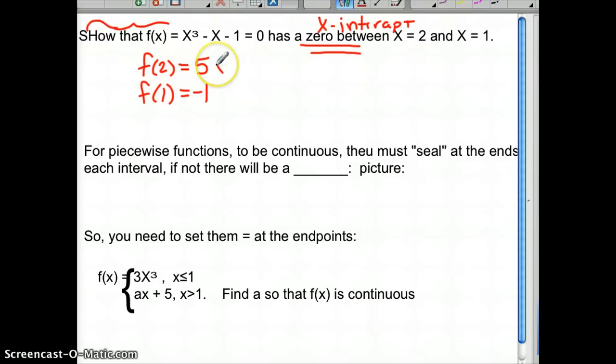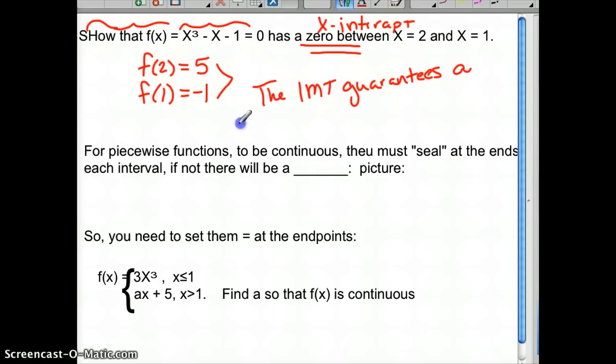So what that means is somewhere in here, because the function's continuous, it's a polynomial function, it must have passed y equals 0. Well, y equals 0 is an x-intercept. So again, you would write on this, the intermediate value theorem guarantees a c in, I guess, the interval 2 to 1, you could even write it like that, such that the y value there would have to be 0, or there's a 0 or an x-intercept.